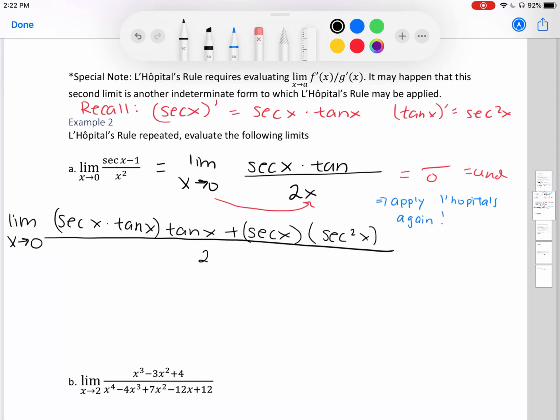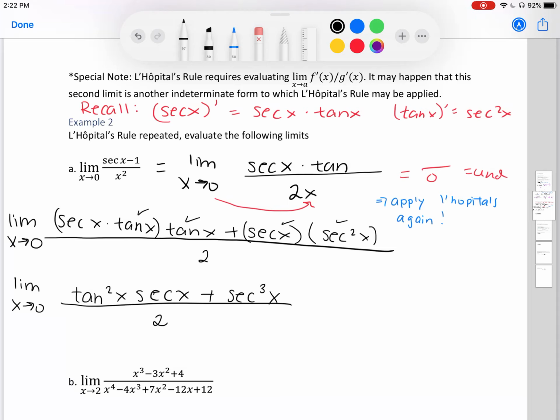Okay, let's go ahead and clean up our numerator. I see we have some values that are multiplying by themselves, so we can raise them to a power. So I have the limit as x approaching 0 of, in our denominator, we just have a 2. From the numerator I see I have a tangent times tangent, so I have tangent squared x times secant of x, plus secant times secant squared, secant cubed x.